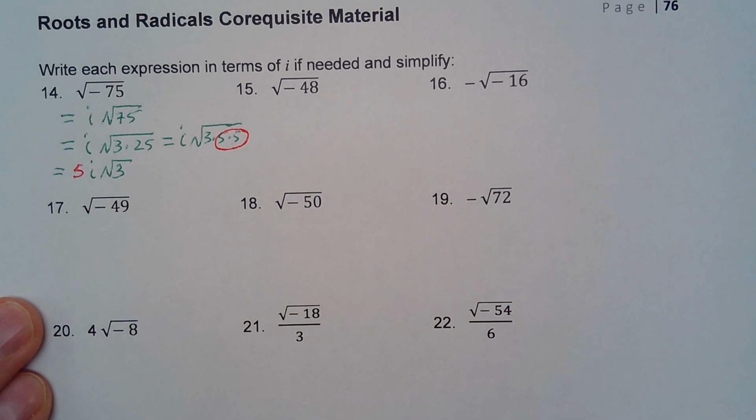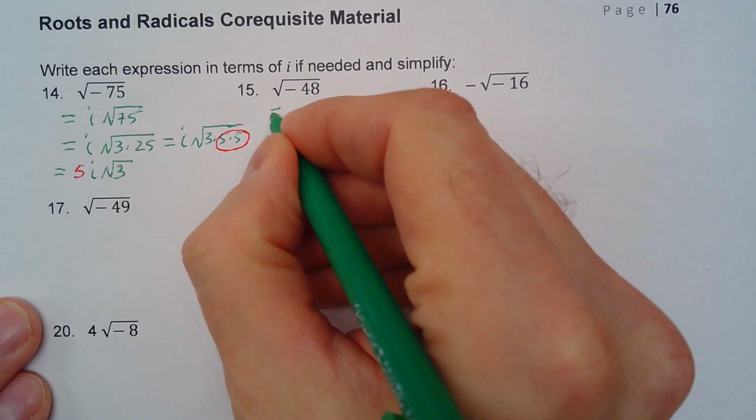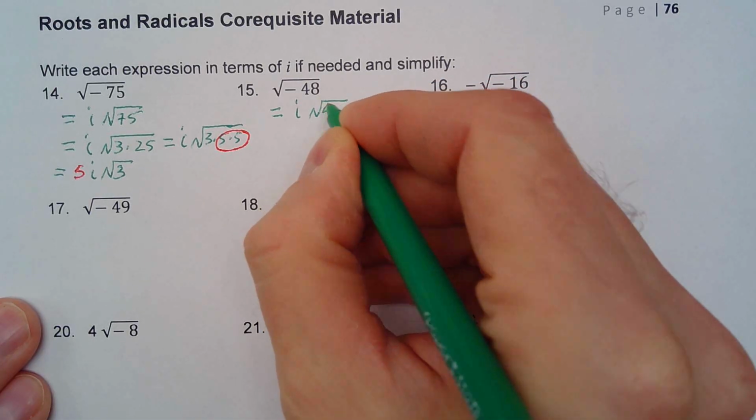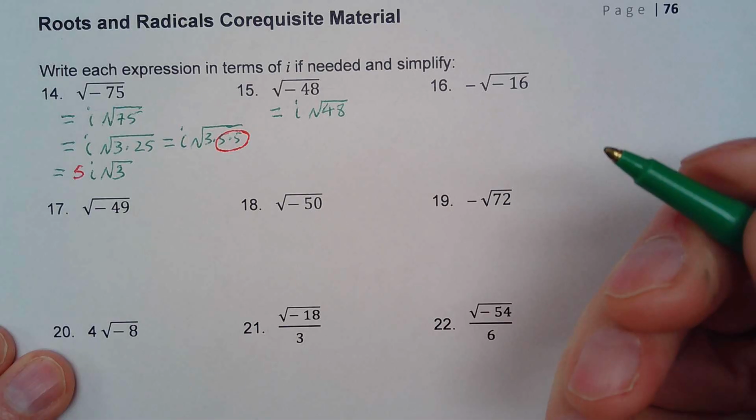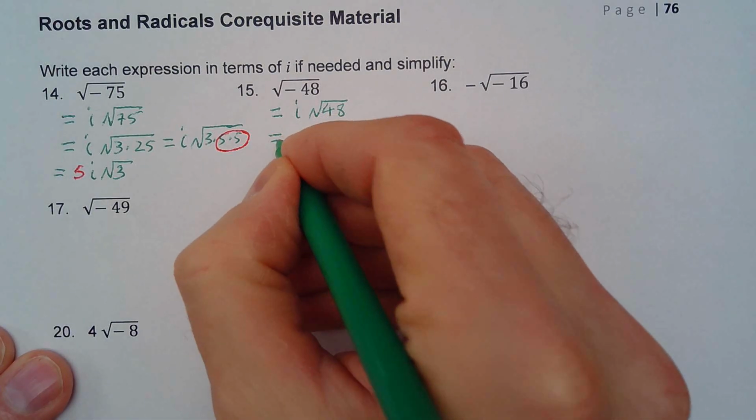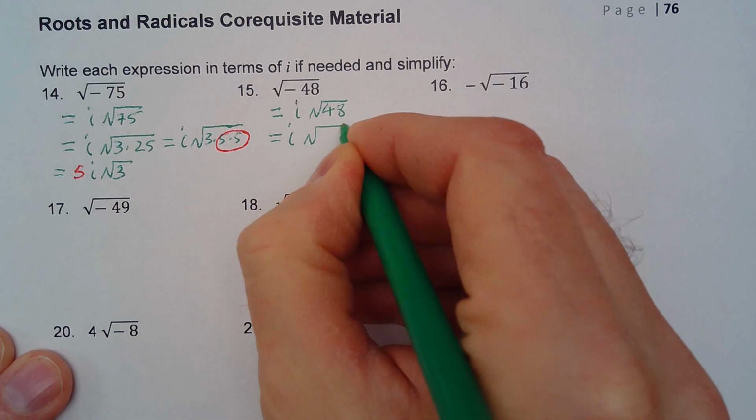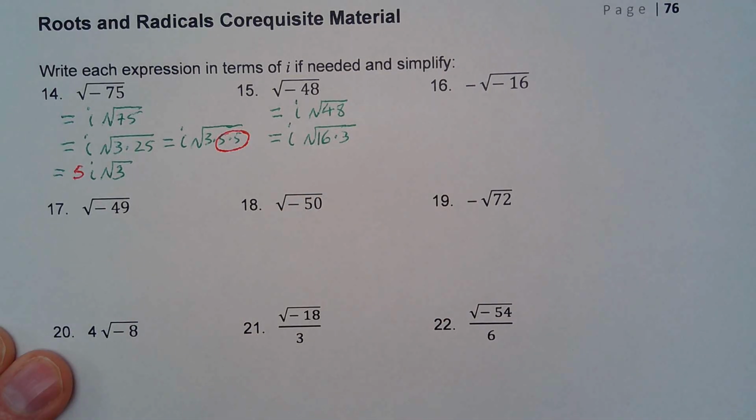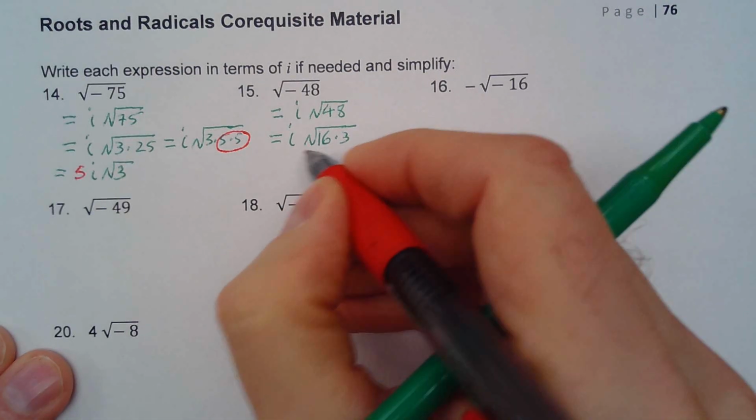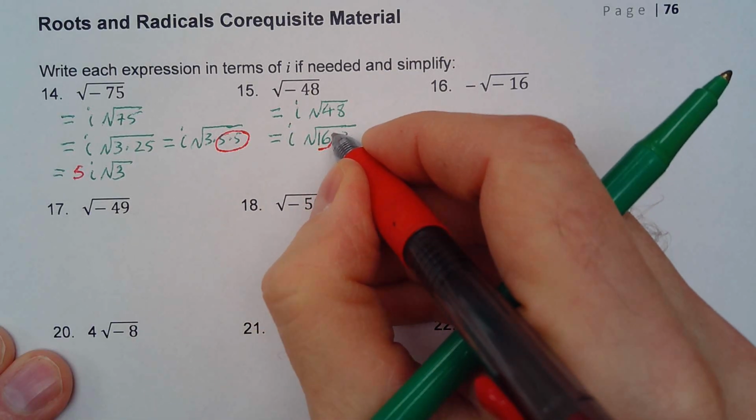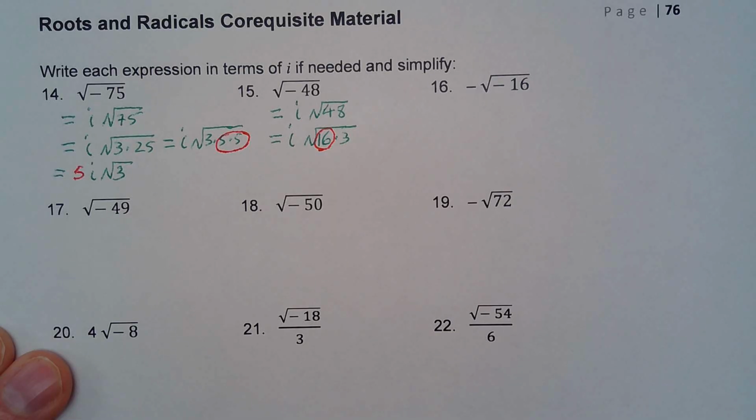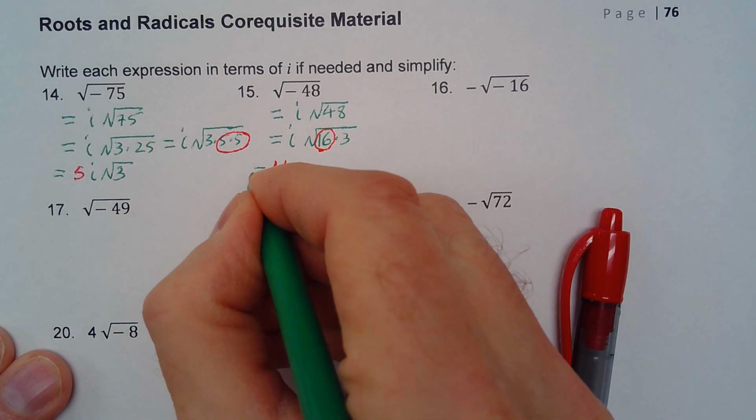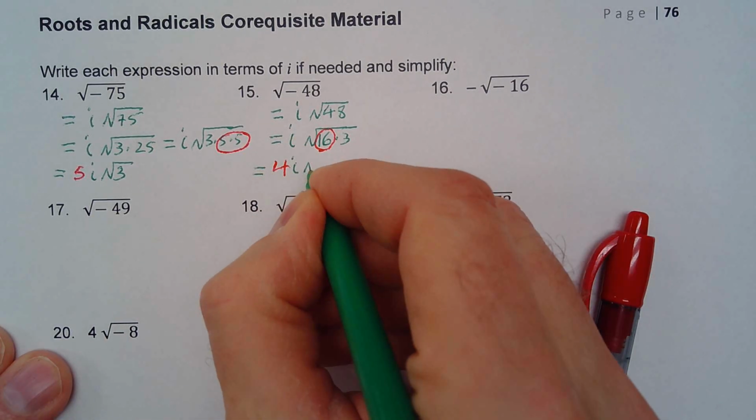Let's look at this next one. So I'm going to write this in terms of i. 48 is 16 times 3. And so I'm not going to write this step out anymore because the square root of 16 is 4. So I'm going to put that 4 in front, bring down the i, square root of 3.